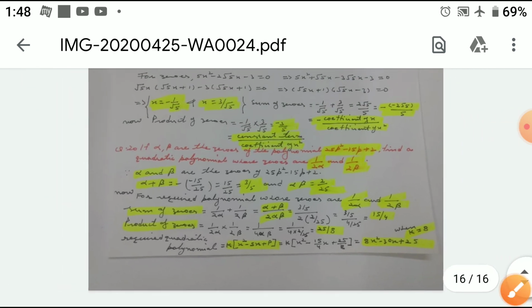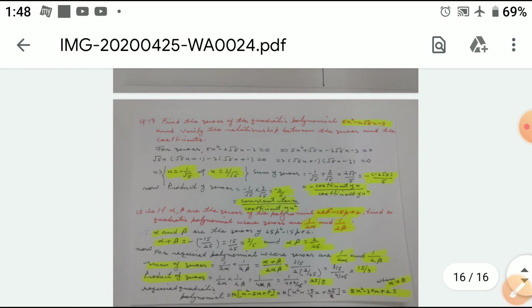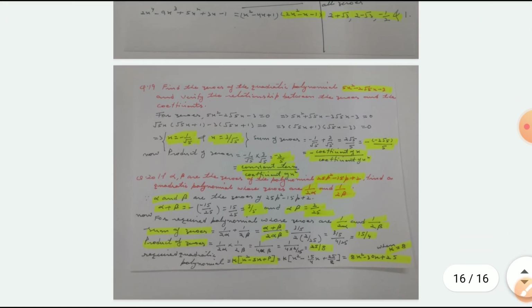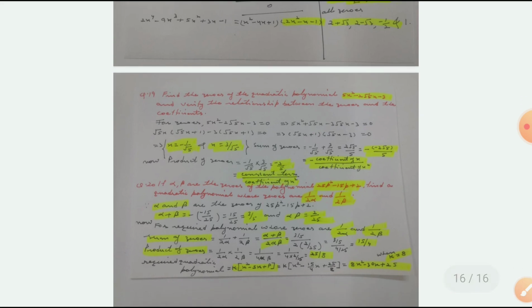So today we discussed 20 important questions of polynomials, class 10th, chapter 2. And practice these questions. Each and every question you have to practice, and that's it.